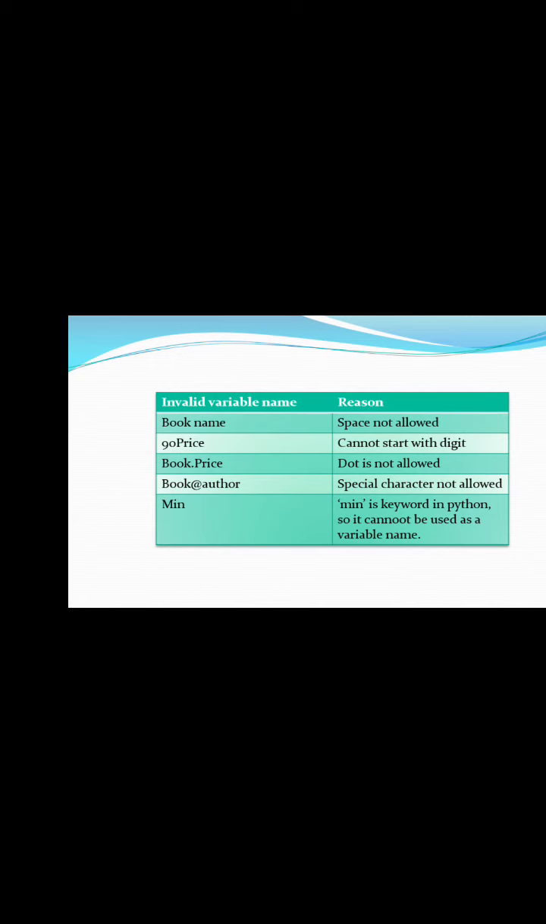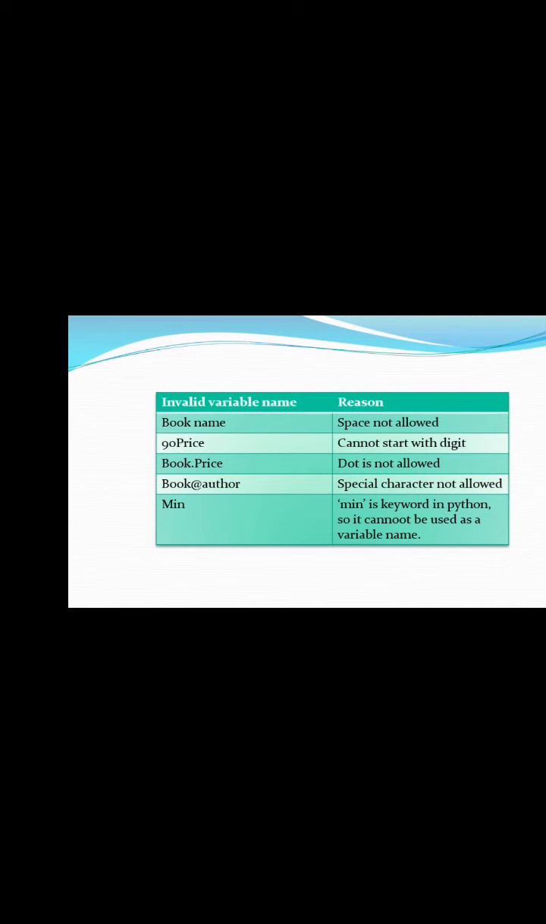That field name is actually a location of a memory. There we say it is a field name. Basically it is also a variable name. So "book name" is wrong because space is not allowed. Next is "90 price". That is wrong because it should not start with numbers. The variable name always starts with an alphabet or underscore.